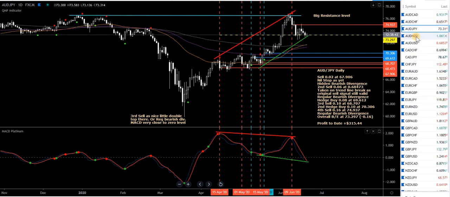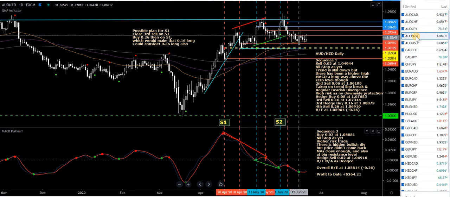Remember, these are daily charts. So I check it once in the morning, early in the morning. For me, it's roughly about 4 a.m. Then I don't look at it for another 24 hours. So no need to sit and watch them.